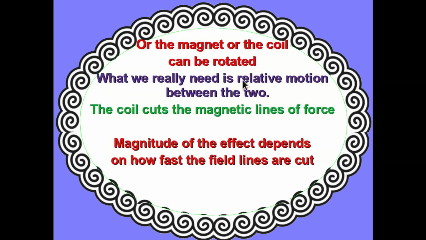What we really need is a relative motion between the two, between the coil and the magnet. It can be linear motion or rotational motion. The coil actually cuts the magnetic lines of force produced by the bar magnet. It is seen that the magnitude of the effect will depend on how fast the field lines are cut.